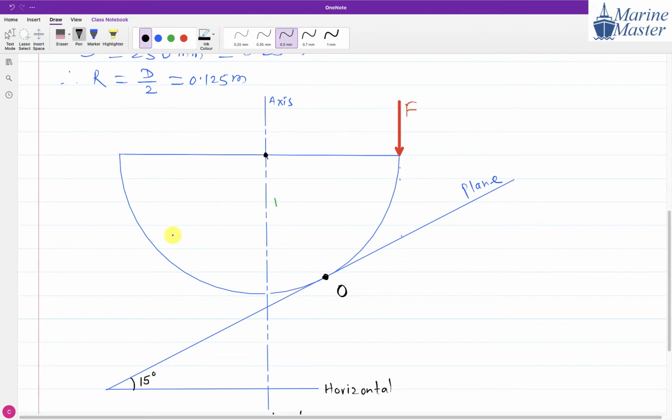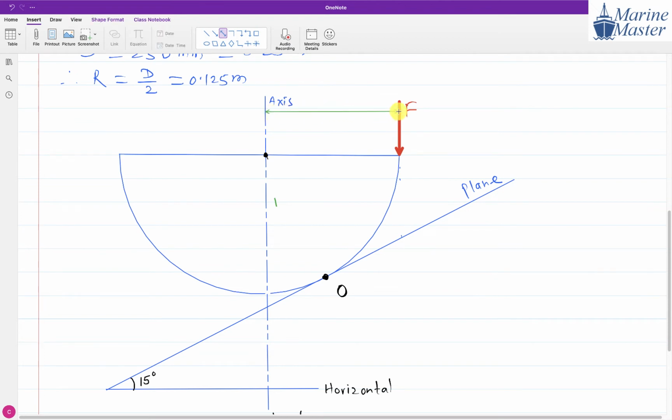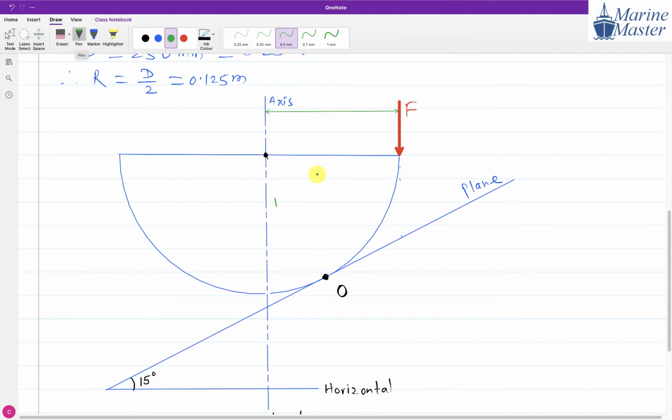Now we are going to show different forces. So here we have shown the force that is acting on this edge. Now tell me, what will be this distance from the axis to here? Sir, 125, the radius. The diameter is 250, so the radius is d by 2, which is 125. Yes, correct.